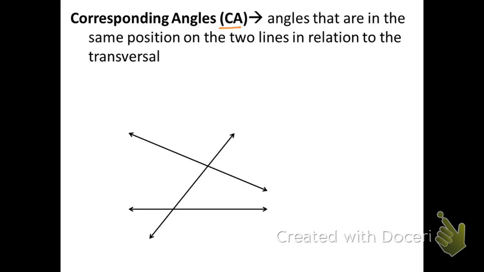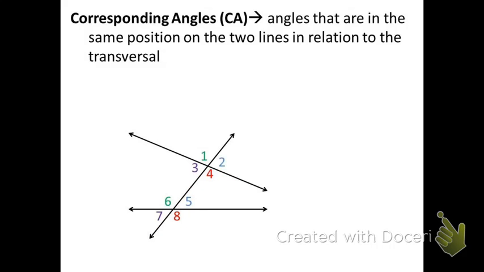Corresponding angles, I abbreviate CA. These are angles that are in the same position on the two lines in relation to the transversal. So same position. I like to say that these form an F, but they don't always look like they form an F, but we can manipulate that letter just a little bit. So it's important that they're on the same side. So we have 2 and 5, 1 and 6. These are all corresponding angles. 4 and 8, and if you look, you can see my little F right here. So these angles right here are corresponding.